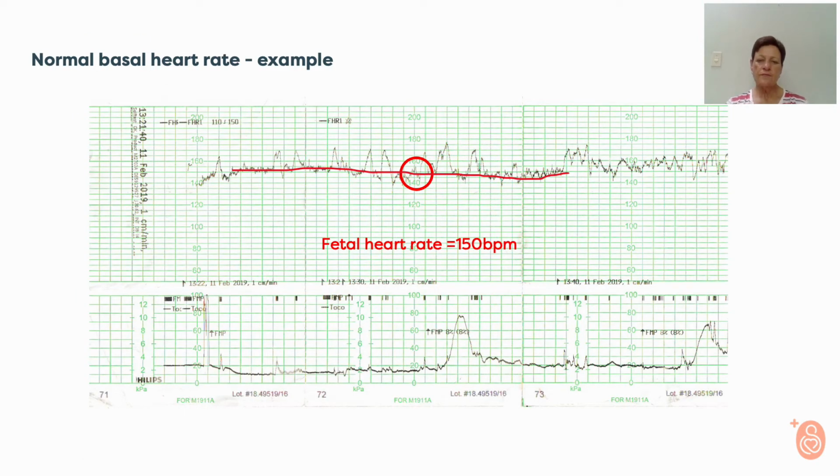Here's another example where we again drew a line over a 10-minute period. There are some accelerations present. We drew a line again through the average part of the fetal heart rate, and we come to a fetal heart rate of 150 beats per minute. Here's 120, there's 140, there's 160, so between 140 and 160 is obviously 150 beats per minute. So this normal baseline heart rate is 150 beats per minute.